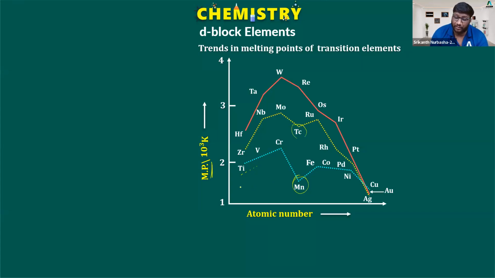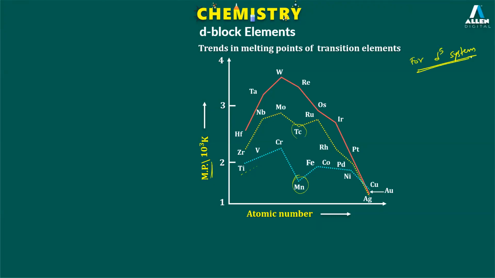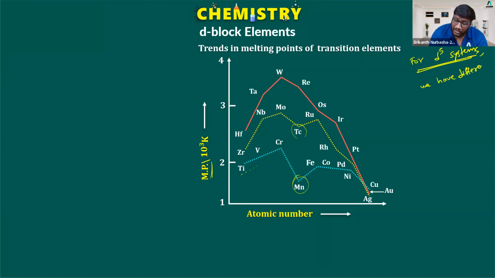For manganese and technetium, for D5 systems, we have different lattice structures, and also their electronic configurations are stable. Their electronic configuration, that is D5 configuration, is stable by itself. So it won't go into the metallic bonding greatly. Yes or no?